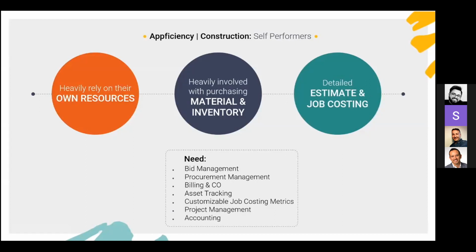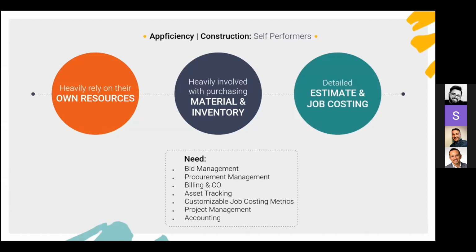So if I want to talk about what they need, the self-performers, they need to have bid management because they need to bid on their projects for the customer. They need to have procurement management to purchase the material that they need. Their billing and change order.